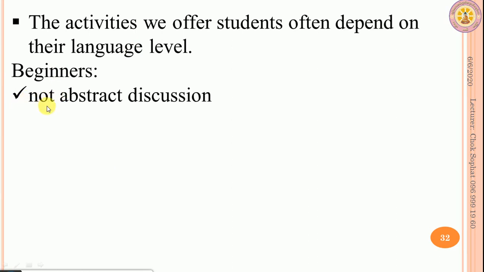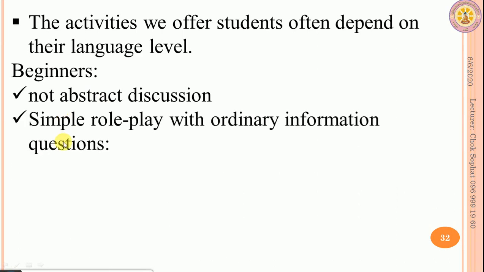For beginner level, the activity and language should not be abstract discussion, because they cannot imagine abstract ideas like intermediate or advanced learners. Simple role play with ordinary information questions. When we ask them to role play, we just use simple activity, simple or ordinary information questions for them to practice the role play.